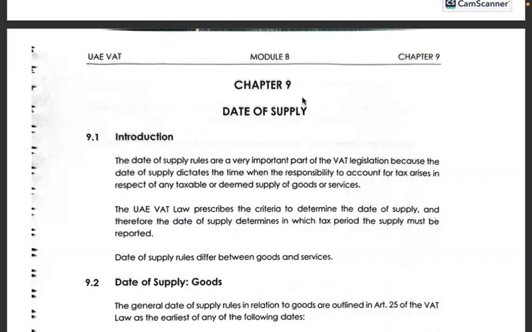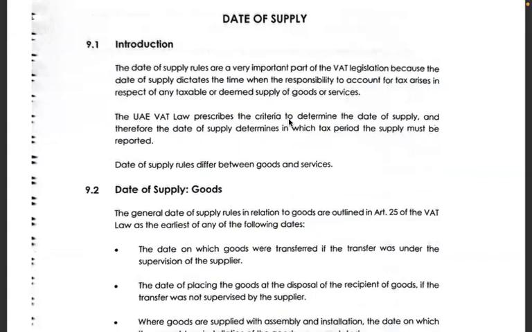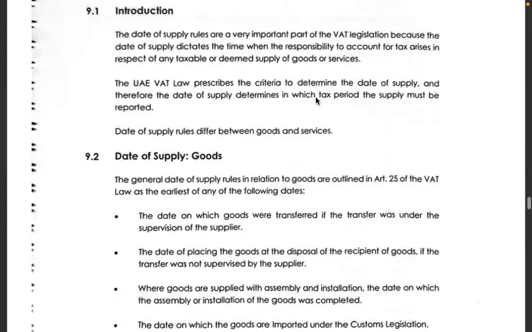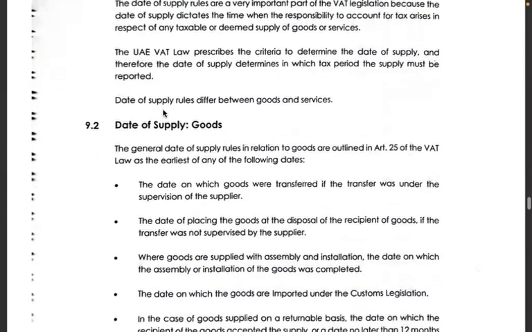Right. So, what we are doing now is chapter 9, which is date of supply. Under the UAE VAT law, the date of supply rules are naturally quite important because the date of supply dictates the time when the responsibility to account for tax arises in respect of any taxable or deemed supply of goods or services. There is a criteria prescribed to determine the date of supply, and this date of supply determines in which tax period the supply must be reported.